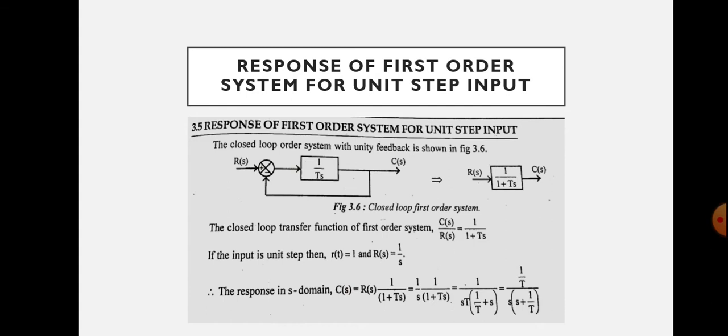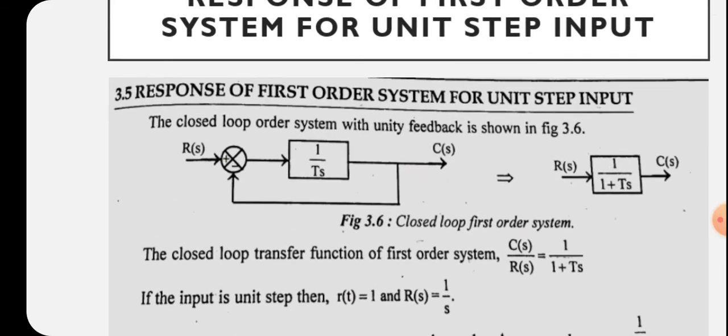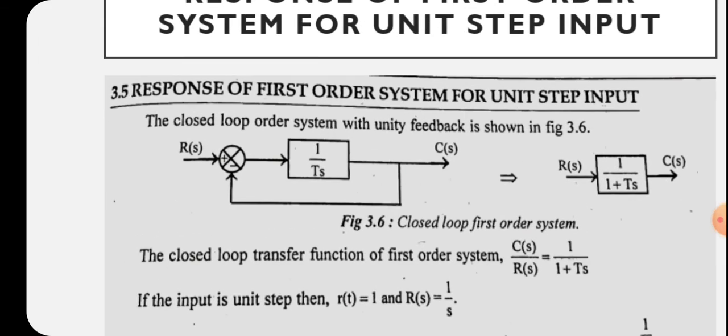Here the system is a unity feedback system, and here the input and output are marked as R of s and C of s. You can see, the feedback is a negative feedback system. So the loop gain of the system will be, you know that once G of s is the open loop gain and H of s is feedback, in that case loop gain is G of s divided by 1 plus H of s into G of s.